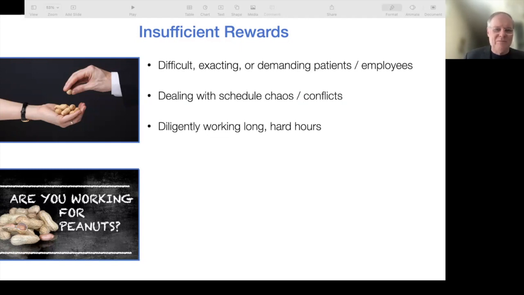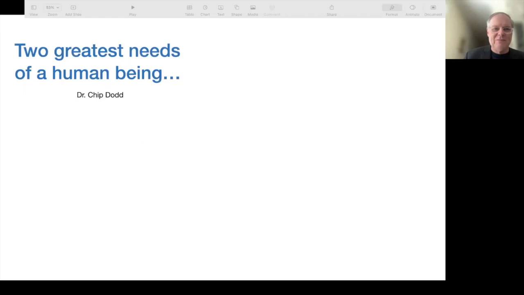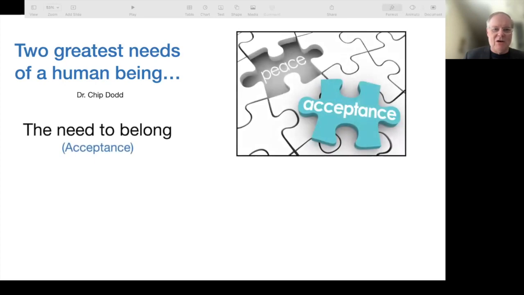And the motivation to keep people at work, and this is a big secret here, so this will be something you'll want to take home. The motivation for keeping people at work and enjoying what they do is to recognize them and to accept them. Because my good friend, Dr. Chip Dodd, he's written many, many books, but he said the 2 greatest needs of any human being in the world is to be accepted, that belonging.